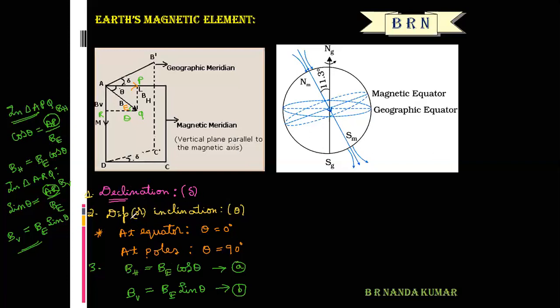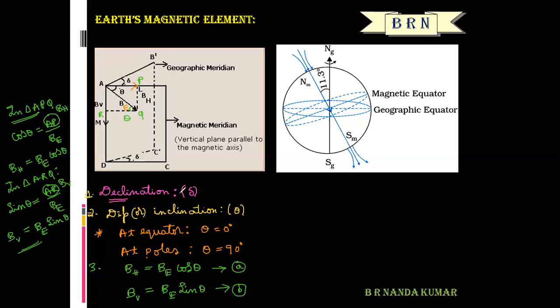What are the Earth's magnetic elements? Declination, dip or inclination, horizontal component of Earth's magnetic field, vertical component of Earth's magnetic field.